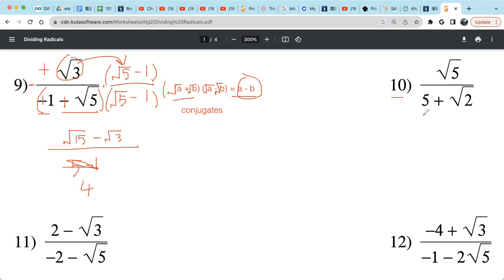Now let's see 10. We have a plus square root of b form. So we want to multiply by its conjugate. Its conjugate is 5 minus square root of 2. You probably will think, okay, that's not a square root of 5, right? That's 5. That's fine. So we know one of them could be square root of a, square root of b. One of them could be just a rational number.